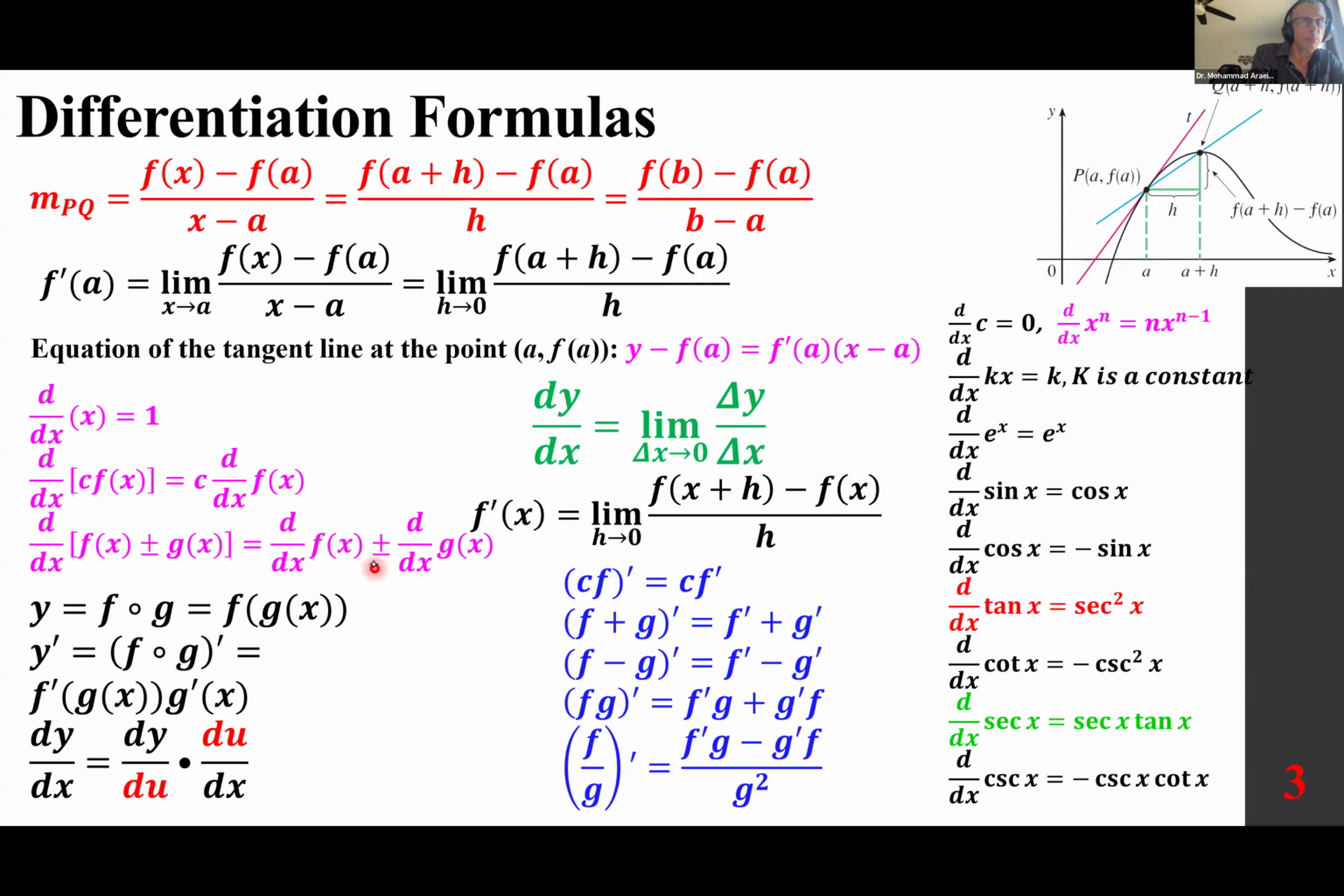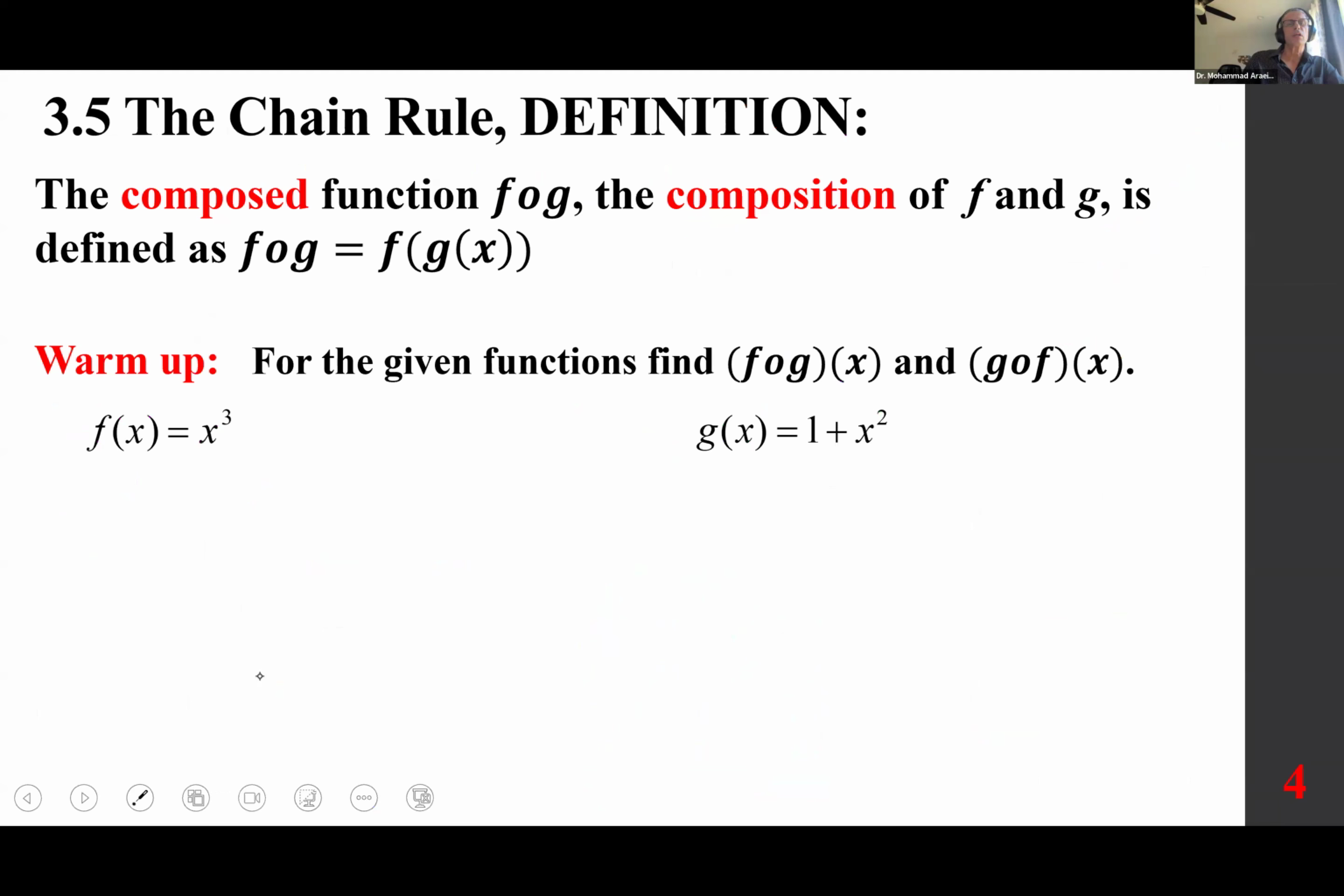Now we're going to go to composite function. F of g is f of g of x. And if we want to differentiate that, we use the chain rule. Becomes f prime of g of x times g prime of x in Leibniz's notation. dy dx is dy du times du dx. This is the synopsis of the chain rule. So to get us started, let's go with the composite function.